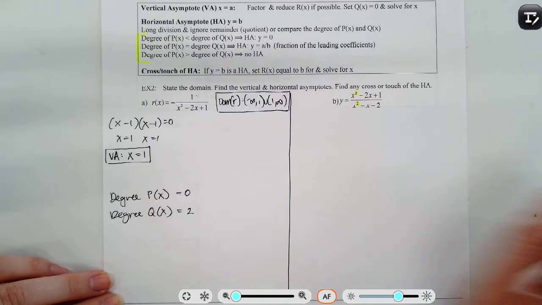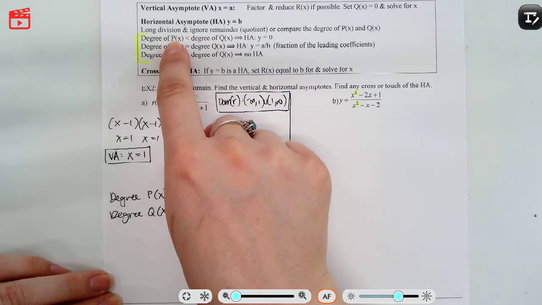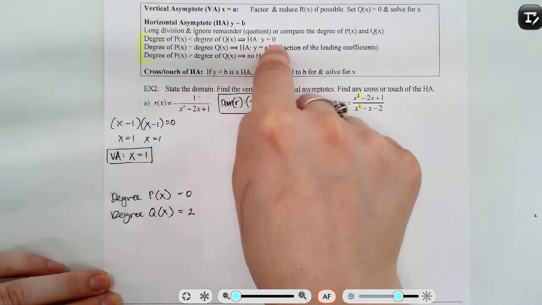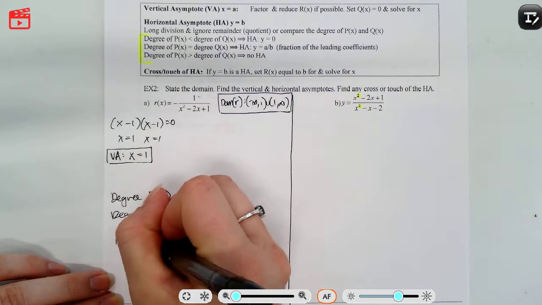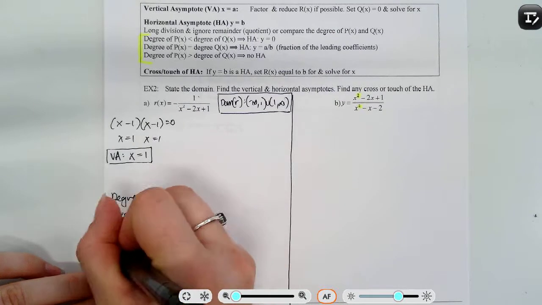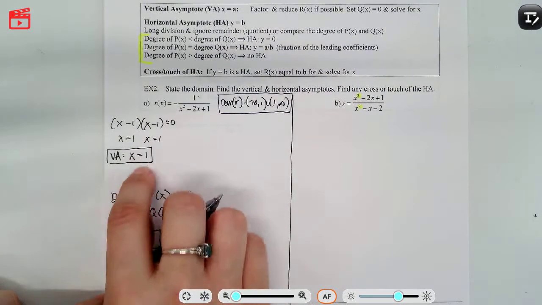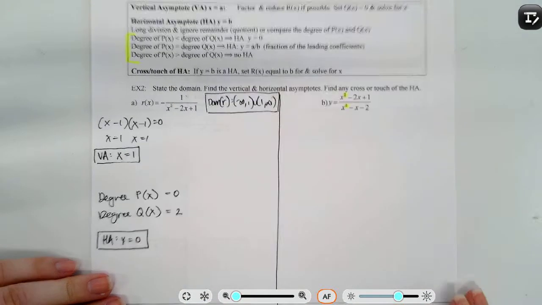So let's see which option are we looking at? The top one. The degree of our top is smaller than the degree of the bottom, so that means our horizontal asymptote is y equals 0. All right, and please remember to label HA and then your equation and box that. All right, let's see the next one.